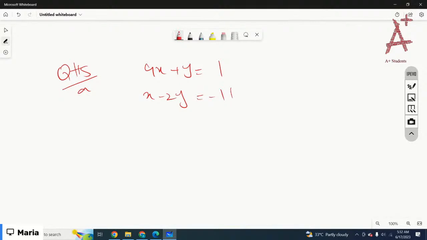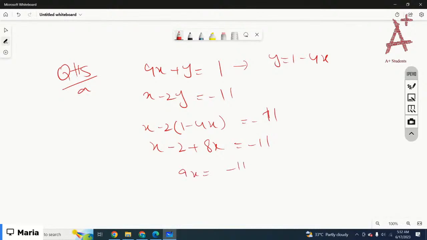So first of all, we have to solve this system using the substitution method. From equation number 1, y equals 1 minus 4x. Just substitute the value in the second equation. So it would be x minus 2 times 1 minus 4x equals negative 11. That gives x minus 2 plus 8x. Move the negative to the other side: 8 plus 1 is 9x equals negative 11 plus 2, which is negative 9. So x equals negative 1.